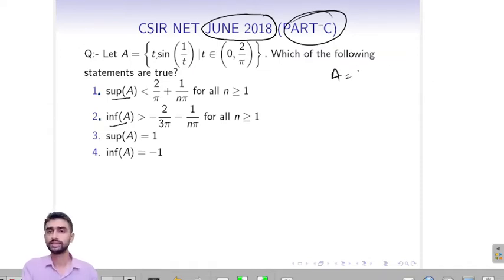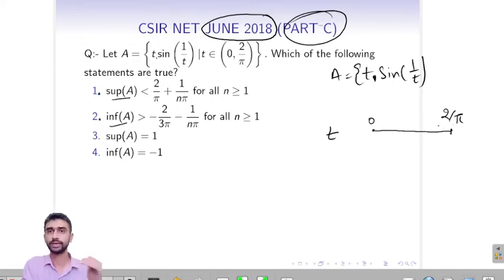So the set A is given by t multiplied by sine 1 by t, and the value of t should be in 0 to 2 by pi. So for t, I'll do separately. What values will it vary over? It varies from 0, and it will go till 2 by pi. It is just increasing. How will the value of sine 1 by t work? When I put 0, it is not included actually. So when I put some very small number, it will give me some value.